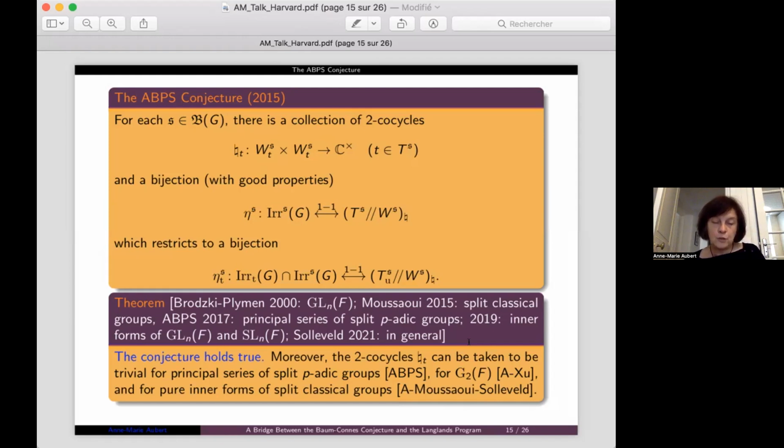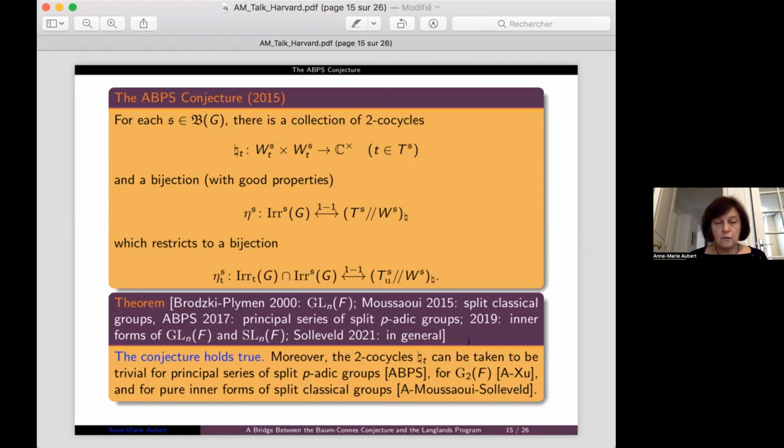And one of the properties, which would be very important today, is that you can restrict this to the tempered dual, so intersect the left-hand side with the tempered dual. In that case, on the right, what we conjecture we get would be the twisted extended quotient of a compact torus by the same group W_s.